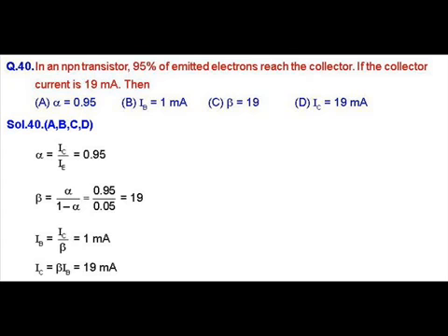Now, IC is given to us, that is 19 milliampere, and beta is calculated to be 19. So we can calculate the value of the base current, that is IB, which is equal to IC by beta. And the value that we will get is 1 milliampere. If we know the value of IB, then we can also calculate the value of IC, which will be beta times IB, and it will be the same as the given quantity. So the correct options in this question will be option A, B, C and D.